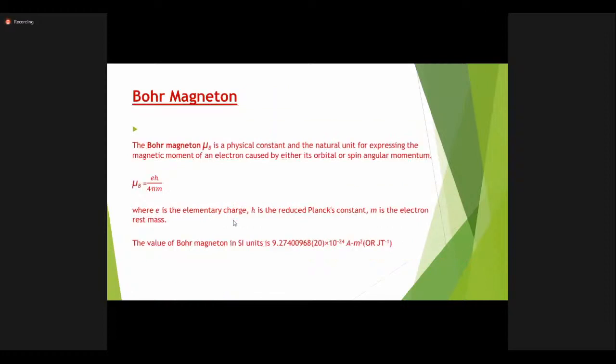Next. Please remember this Bohr magneton. It is not there in the syllabus actually, but last year in the internal examination, last semester only, in the second internal, they asked one question: the value of Bohr magneton is. That's all. So, Bohr magneton.